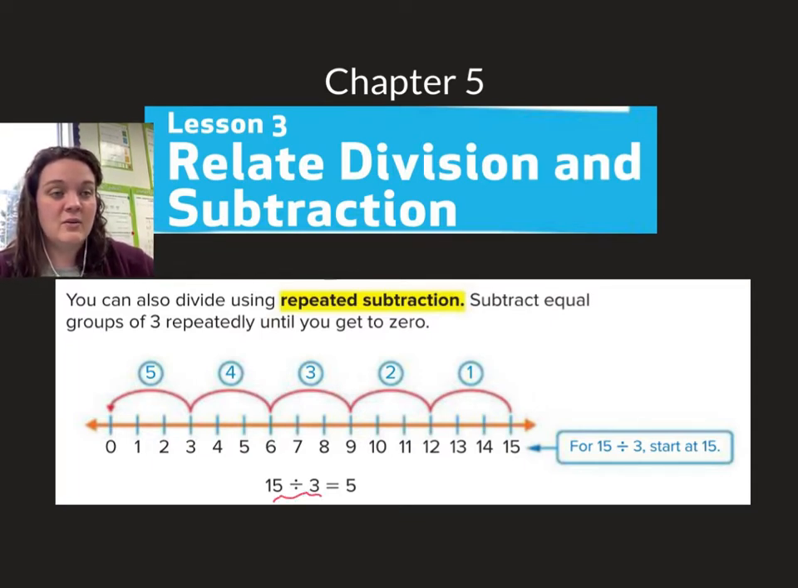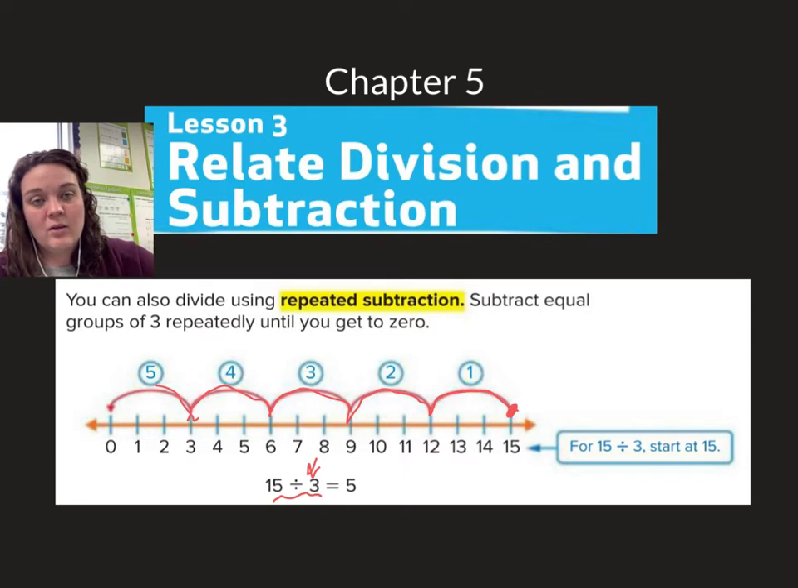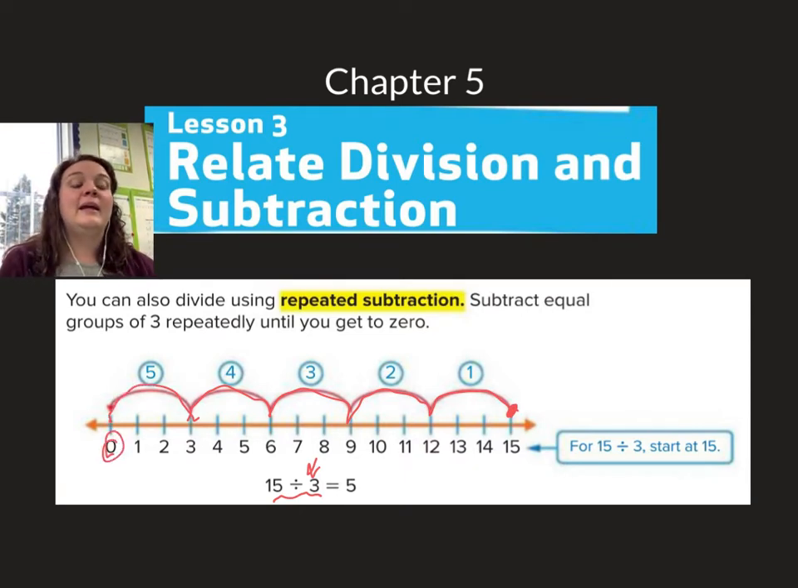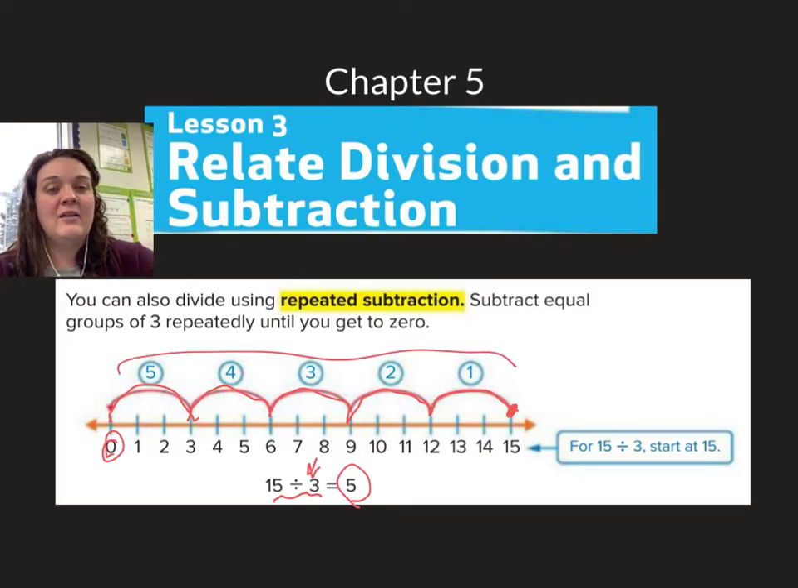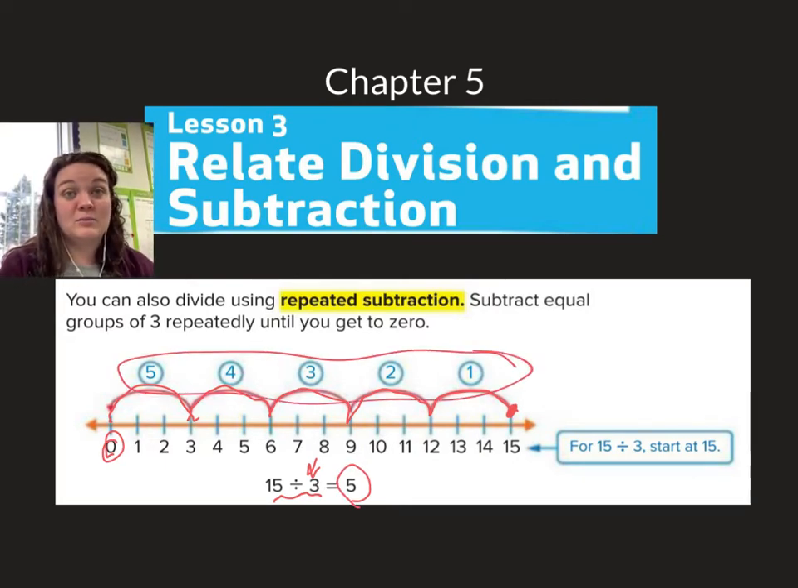So if I started with 15 and I go back, subtract 3, subtract 3, subtract 3, subtract 3, right? There's the 3. That's why I'm subtracting 3. Subtract 3 till I get to 0. Then I have subtracted 5 groups of 3. So that's why we get our 5 here, because we have 5 times that I had to subtract.